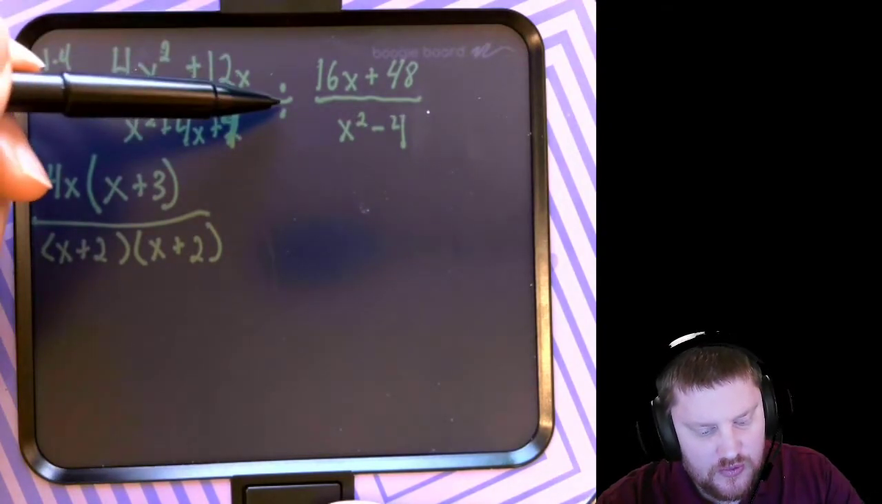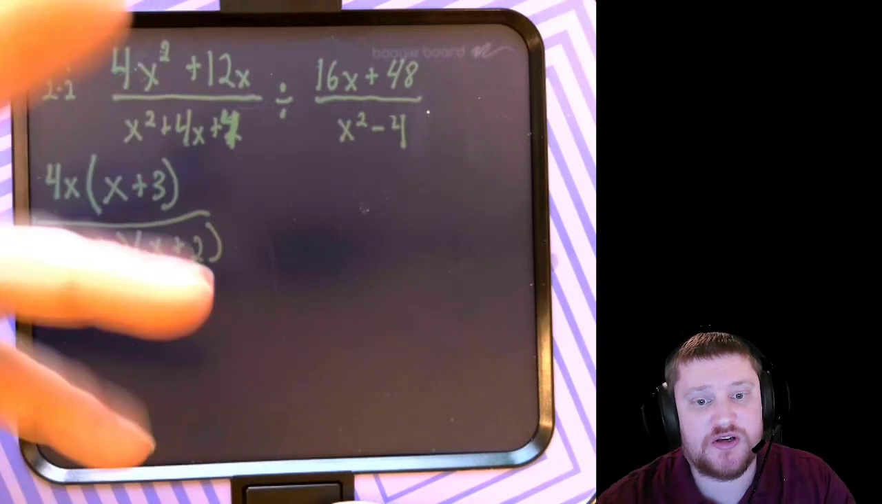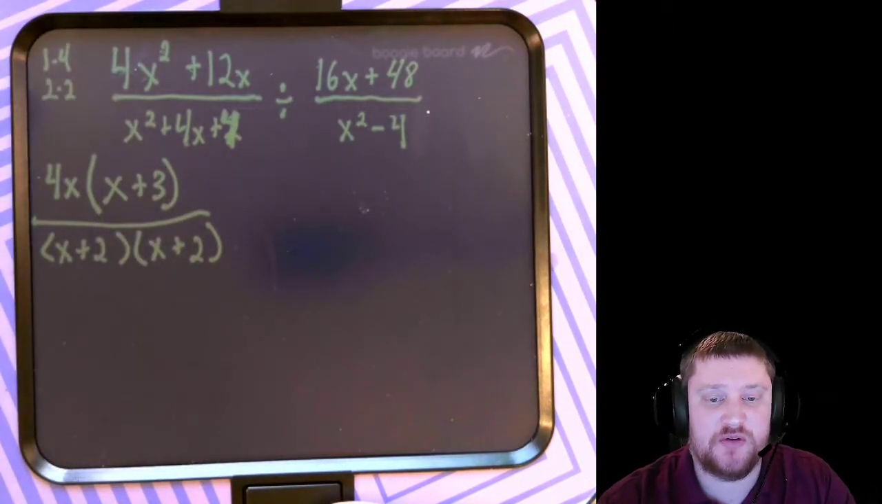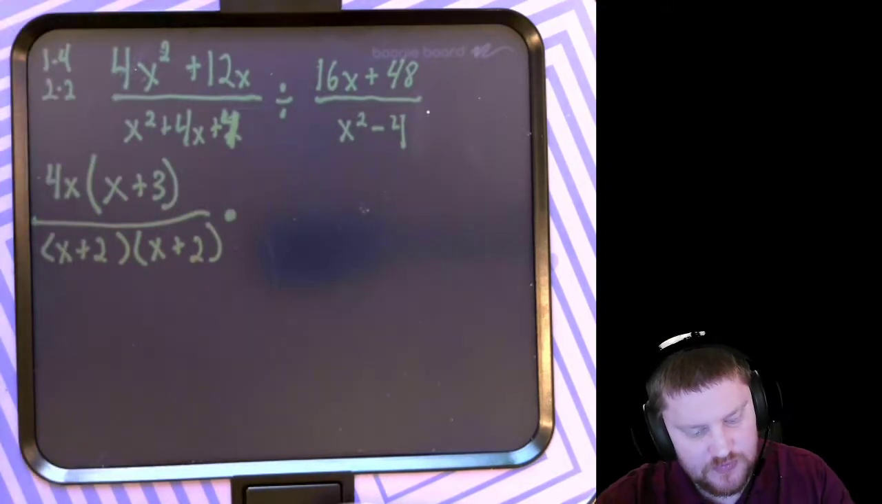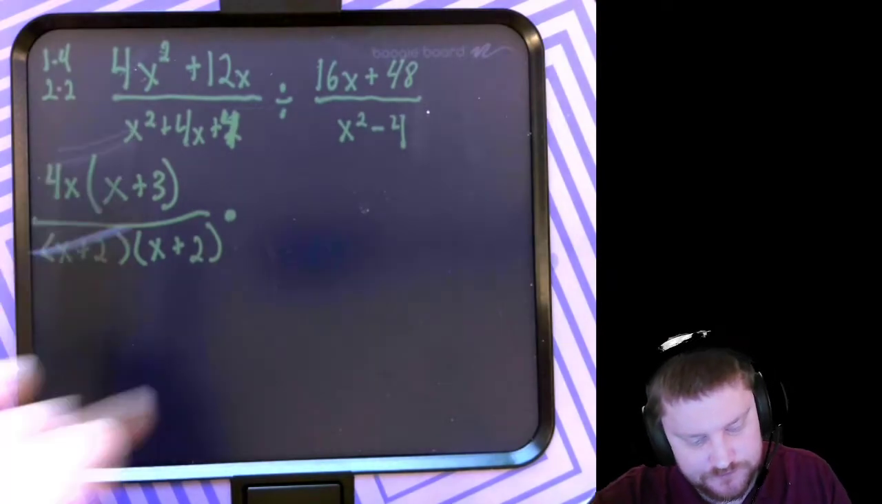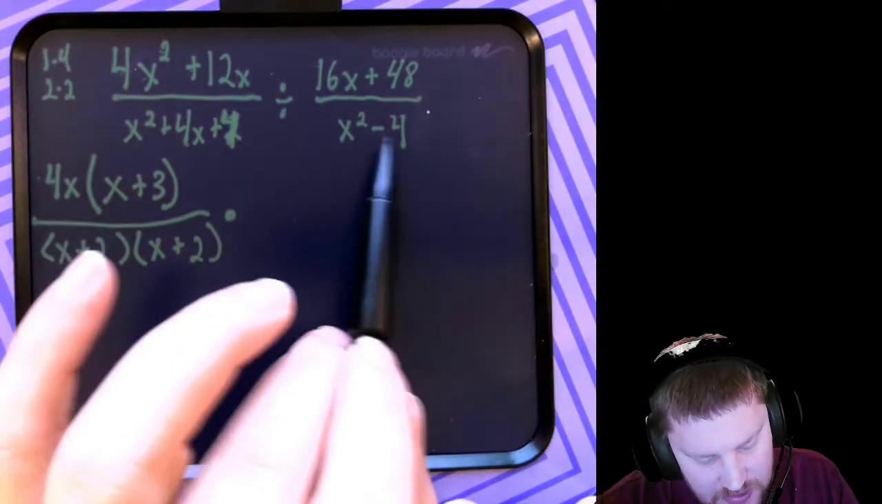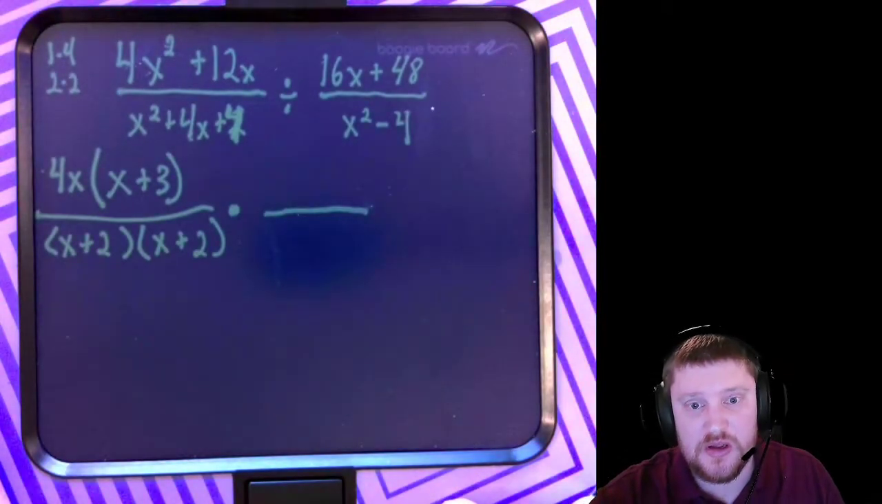Now, like I said on the previous one, I'd like to do step 1 and 2 together at the same time for division. So I'm going to change this to multiplication. I'm then going to flip these at the same time as I factor them. I have x squared minus 4 on bottom, so that's now going to go on top.